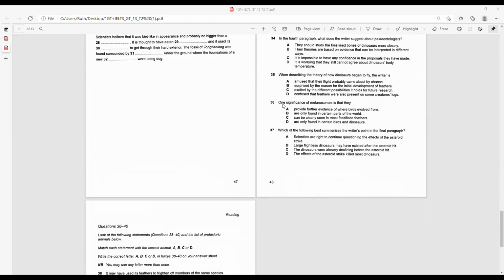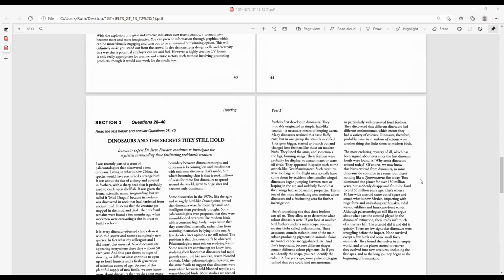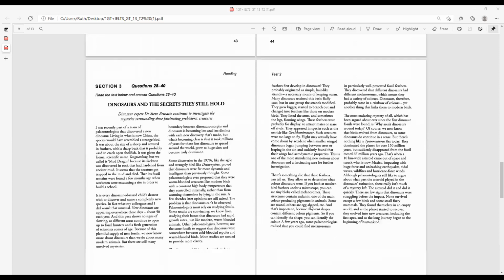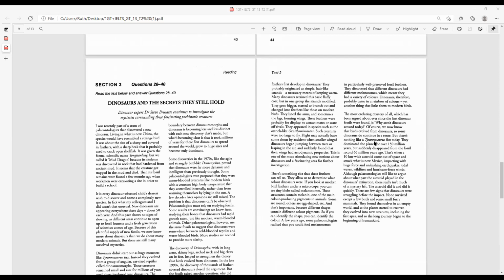Now, if we look at the next one, significance for melanosomes. Significance could be importance, could be advantages, could be benefits, could be applications or something like that. So we go and locate where melanosomes is written about. So we see melanosomes, it starts from here. There's nothing about melanosomes in this paragraph. Only the second paragraph on page 46 talks about melanosomes.